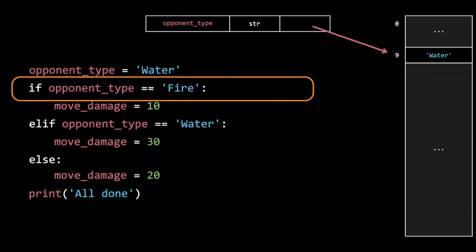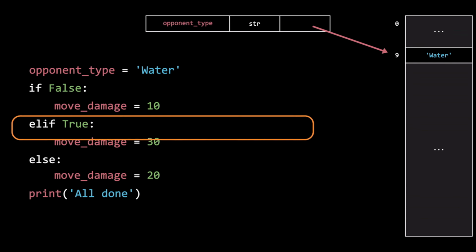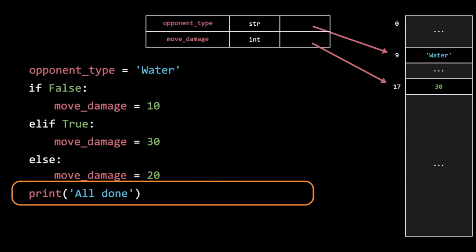We check to see if the opponent type is equal to fire. Of course it's not. This evaluates to false. Then we check the elif condition next. They are checked in order, that's important. Opponent type is equal to water, so this evaluates to true, so we execute the move damage equal 30 statement. And then we skip over all the remaining code because these are mutually exclusive, and the program exits.